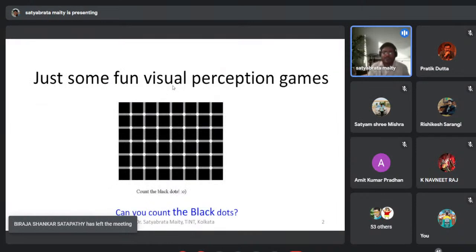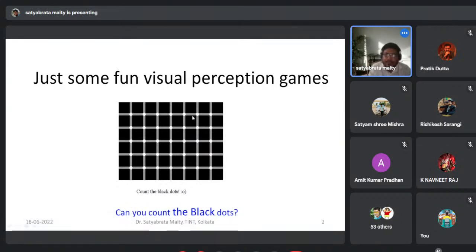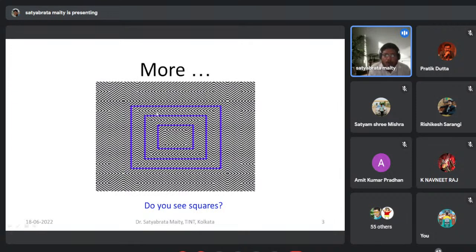Okay. So for the first one, actually there are no black dots, right? These are all absolute white. But with this optical illusion, we might see some black dots in it. And in the second image, all are squares. Inside the background, we have all squares. But as they are aligned in a different way, they might not look like squares, but these three are squares, absolutely.